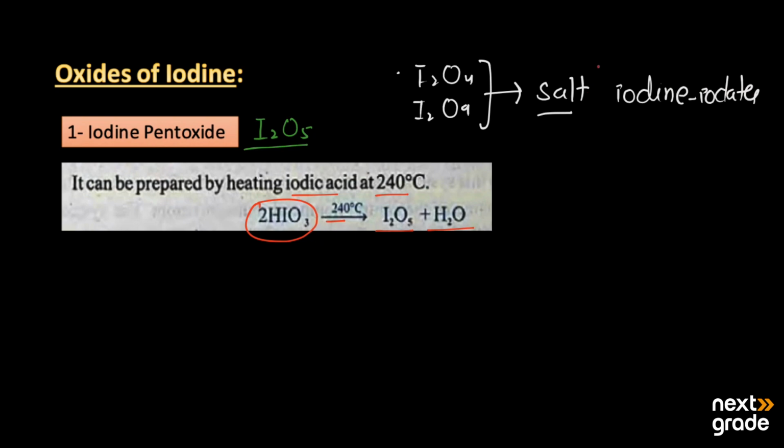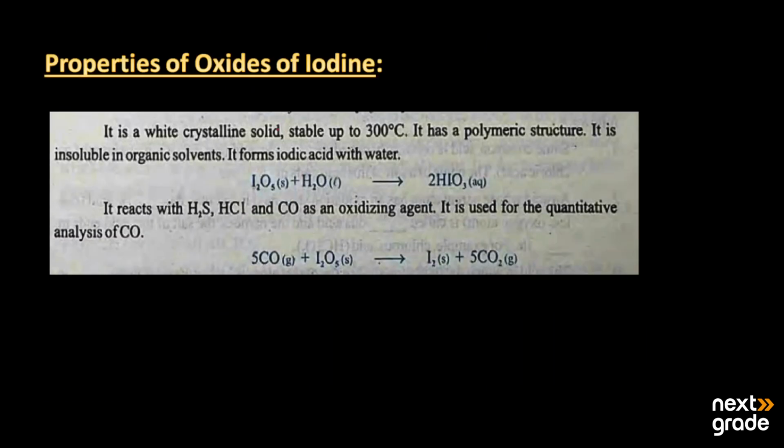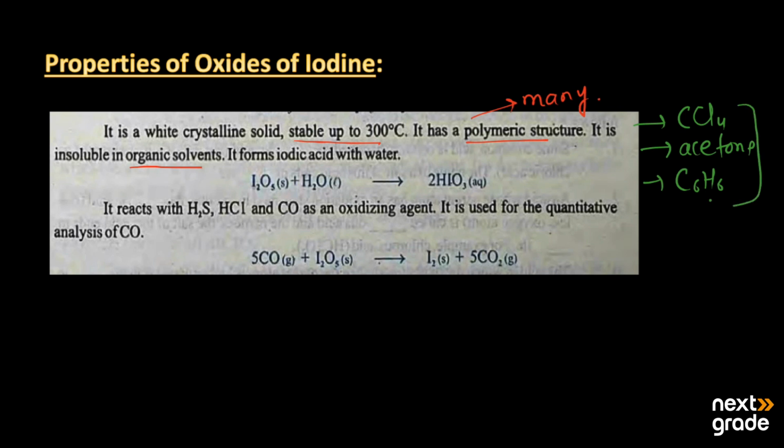Now, what are the other properties of I2O5, iodine pentoxide? It is a white crystalline solid, stable up to 300 degrees Celsius, and it has a polymeric structure. Poly means it has many units in its structure, and it is insoluble in organic solvents. What are the organic solvents? Here we have CCl4, carbon tetrachloride, acetone, and benzene, C6H6. It is insoluble in all of these.